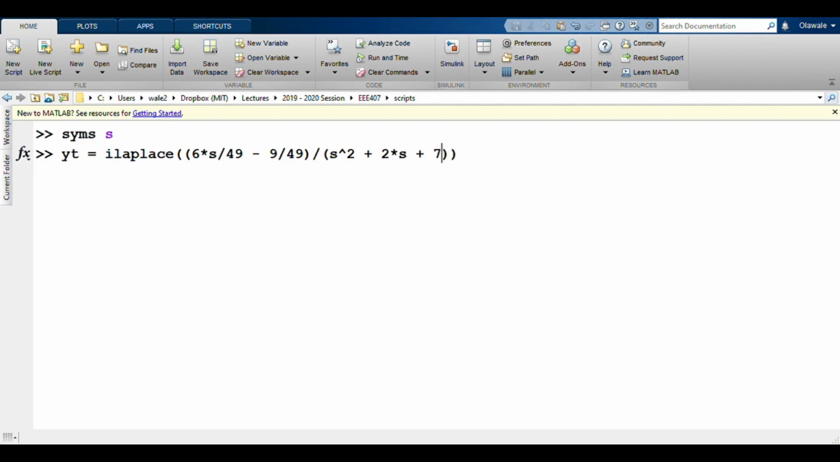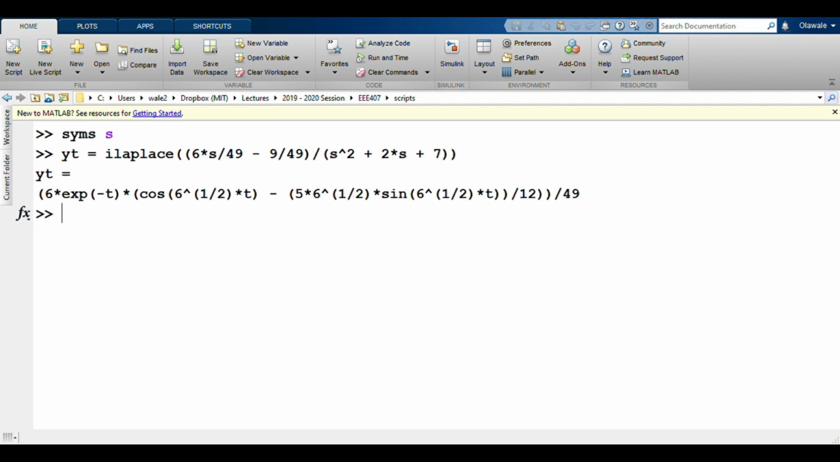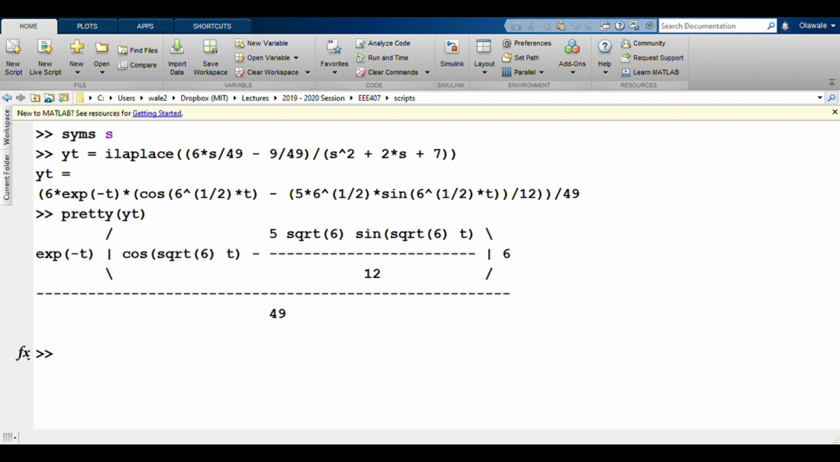So we tell MATLAB, go ahead, find the inverse Laplace transform of this for me, and here is the inverse Laplace transform. Now, just in case you're finding it a little difficult to picture what this looks like, there's a command, pretty, in MATLAB that makes things look better. Now look at this expression, and you see you have 6 over 49 multiplied by the exponential of negative t, cosine of square root of 6 t, and then you have another expression over here that has a sine of the square root of 6 t. So it's still an exponentially decaying sinusoid, really. That's what you have over here.